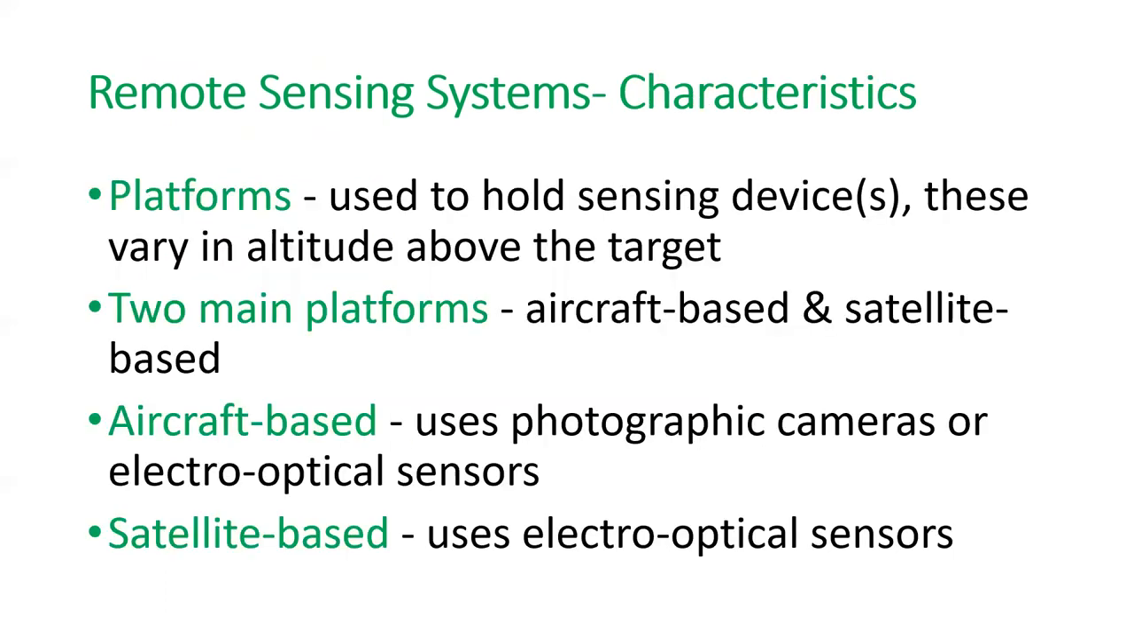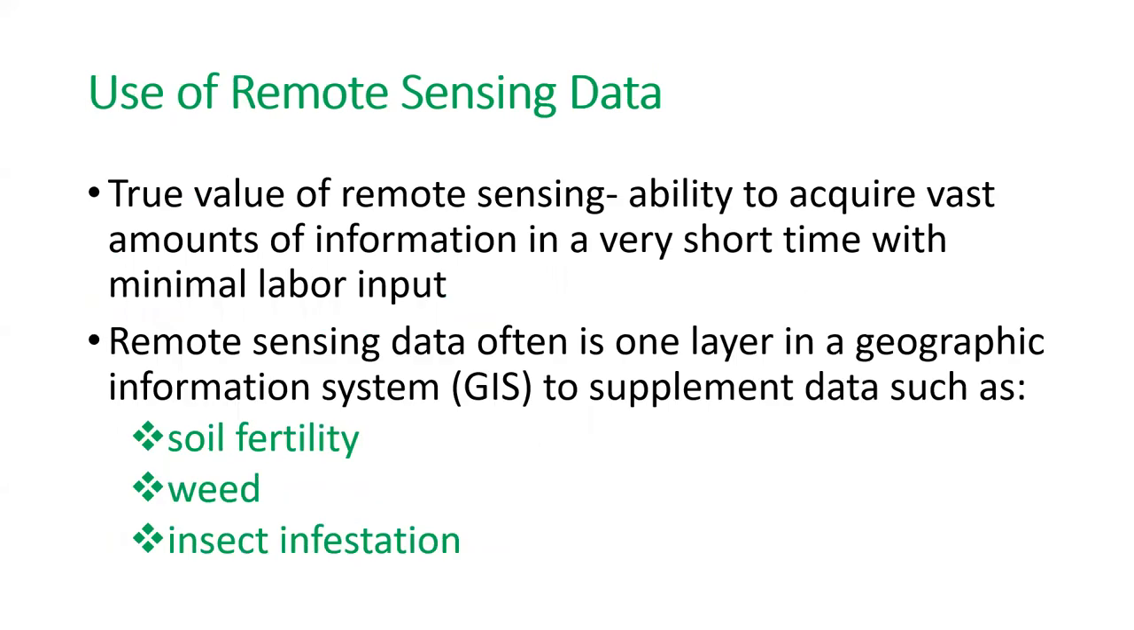Now, let us discuss characteristics. The characteristics we need of sensing systems. Sensing systems have what we call platforms, and platforms are used to hold sensing devices. These vary in altitude above the target. Two main platforms are aircraft-based and satellite-based, but we also have what we call proximal. Proximal can be a human being, anybody that is very close, or a robotic system that is close. Also we have aircraft-based, for example drones and this kind of sensors, and satellite-based, which use electro-optical sensors. How do we use this data?